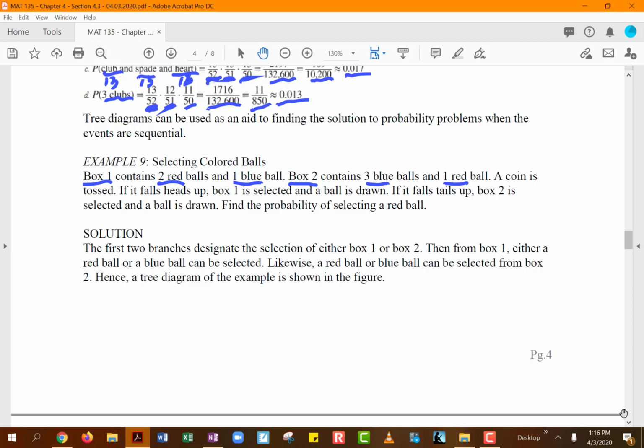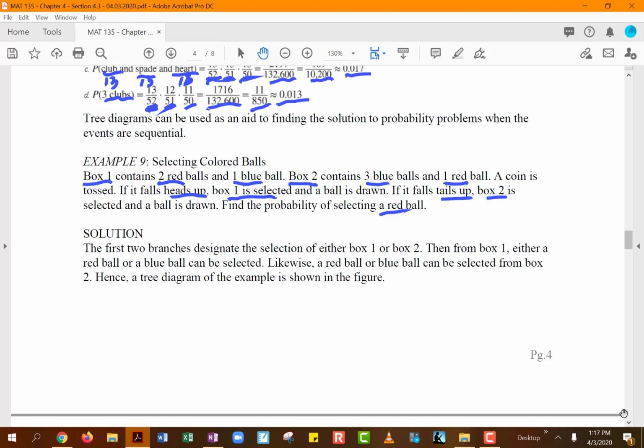Then they're saying a coin is tossed. If it falls heads up, box 1 is selected, and of course you draw a ball. If the coin falls tails up, then box 2 is selected and you draw a ball. So using this idea, we want to know what's the probability of selecting a red ball. So we know there are red balls in both boxes, and then depending on which face of the coin you get, you would be selecting your box based on that.